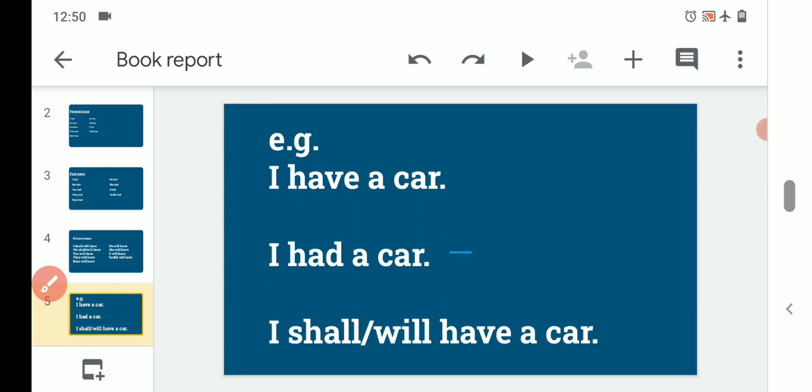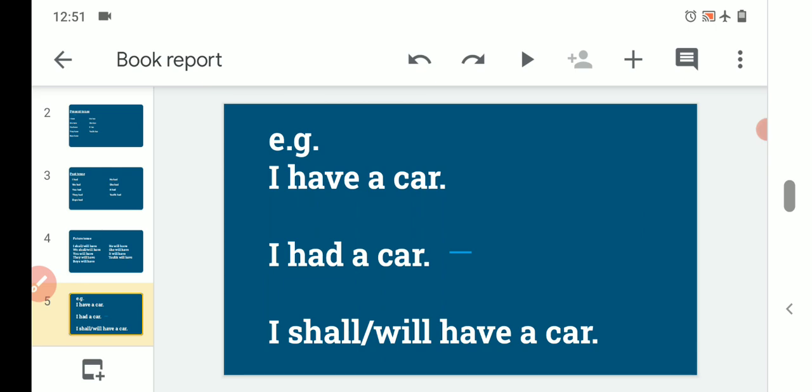So this is all about the forms of to have verbs, how they are used according to different subjects and different sentences. I hope that you all are clear about the concept of to have verbs, its forms and its uses.